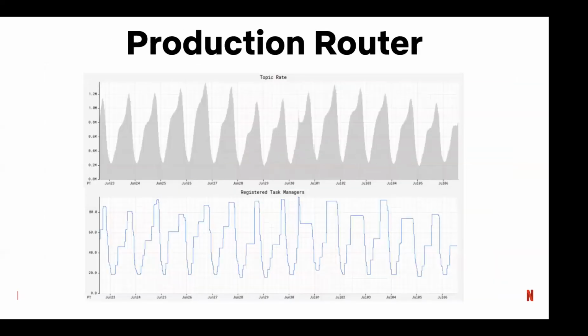So that was just test data. Here's an example of a production router. The top graph again is the event rate of the source topic over time, and you can see it follows a sinusoidal pattern. In the bottom graph, you can see that nodes are being added and removed from the cluster following the source traffic. So autoscaling works pretty well in production.